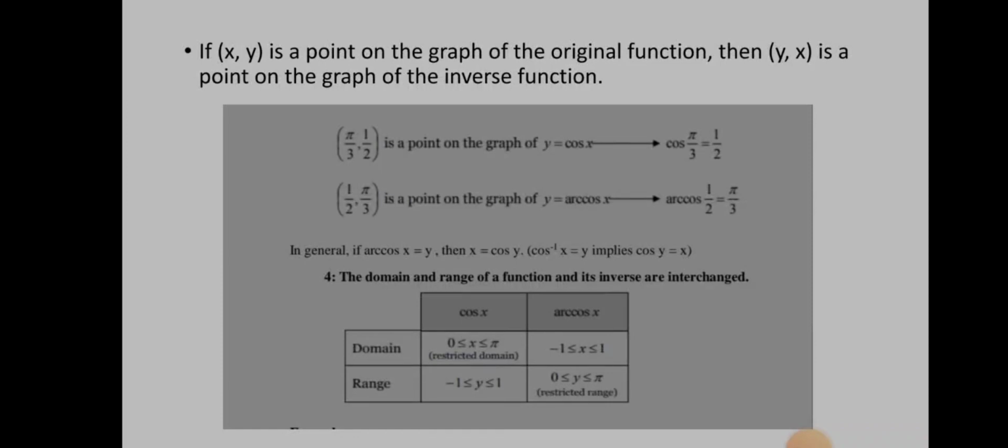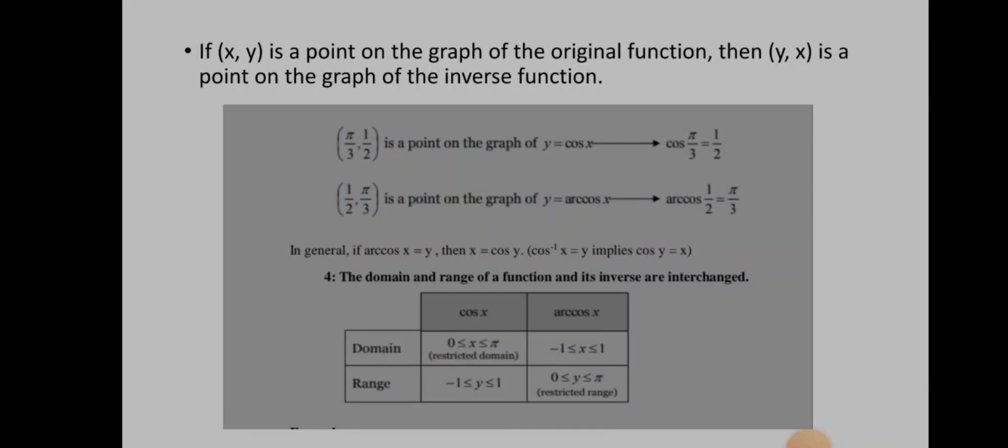If (x, y) is a point on the graph of the original function, then (y, x) is a point on the graph of the inverse function. So if we have (pi over 3, 1/2) as a point on the graph of y equals cos x, since cosine of pi over 3 is equal to 1/2, the inverse point becomes (1/2, pi over 3). So for arccos x, arccos of 1/2 is equal to pi over 3.